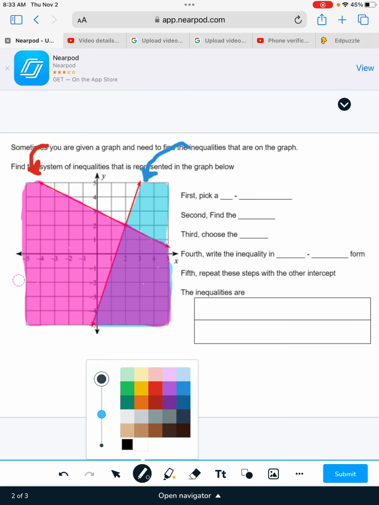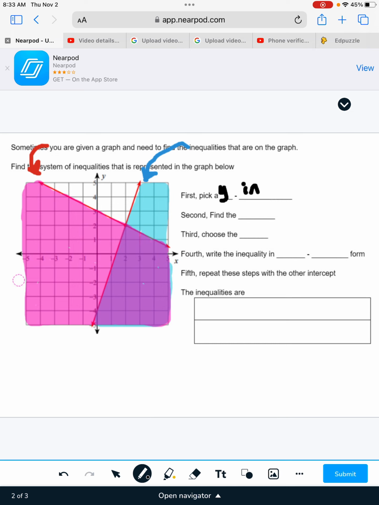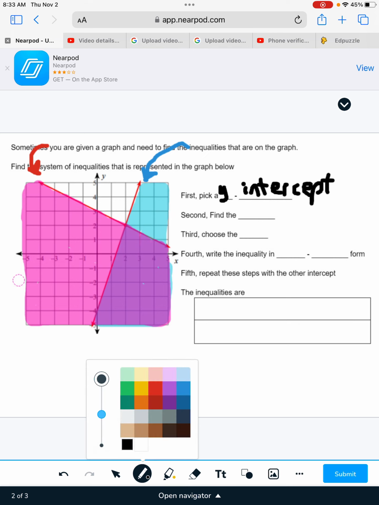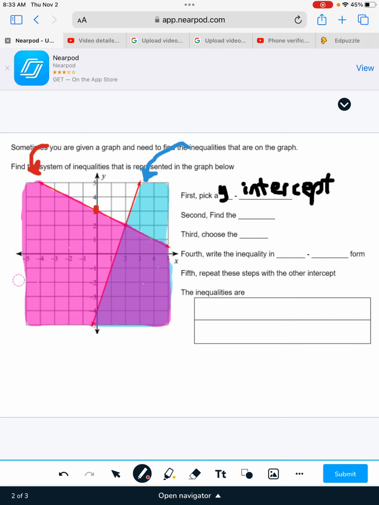It doesn't matter which line you pick first. The important part is that you pick a y-intercept. It doesn't matter which one. Just because I feel like it, I'm going to choose this y-intercept here that is the 3. That 3 is important to me because it goes into my equation later on.